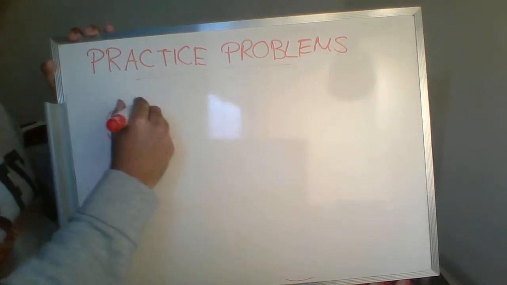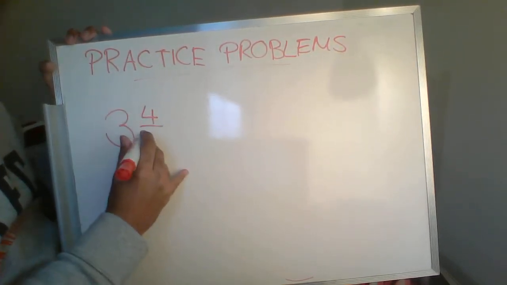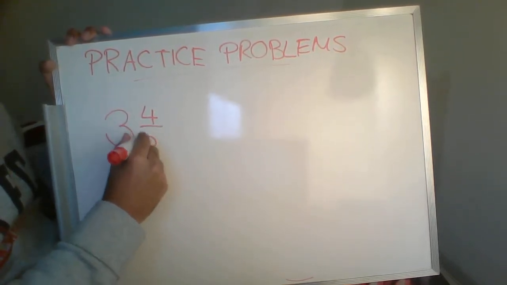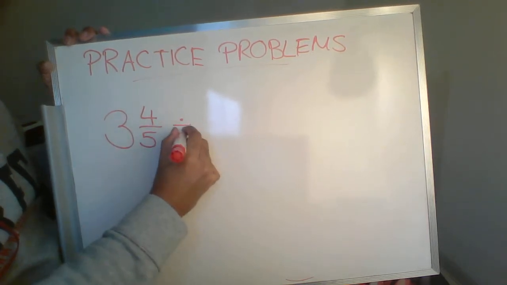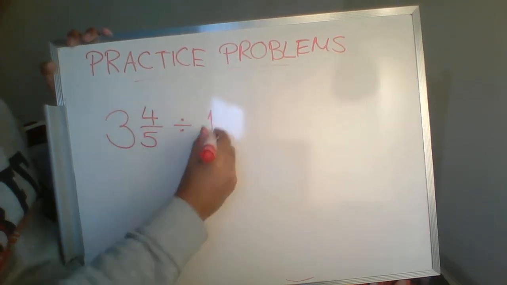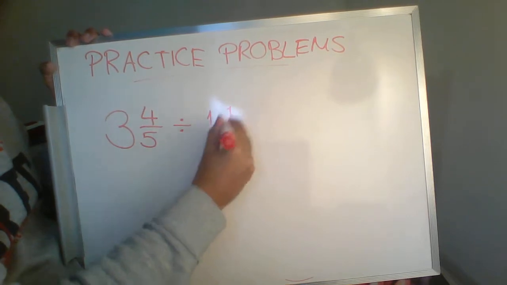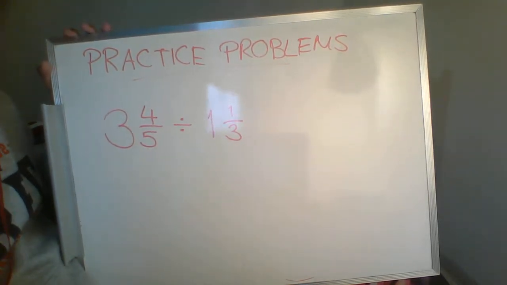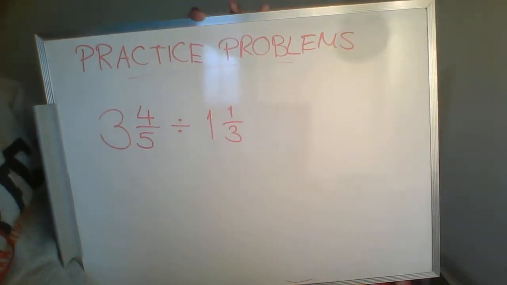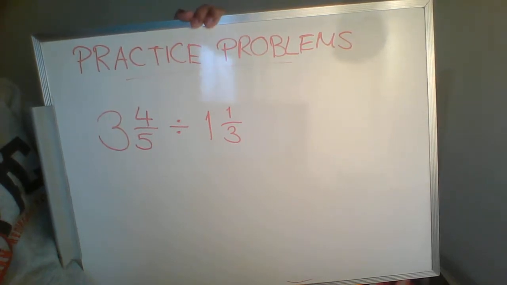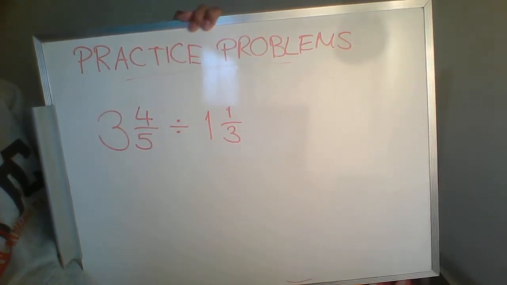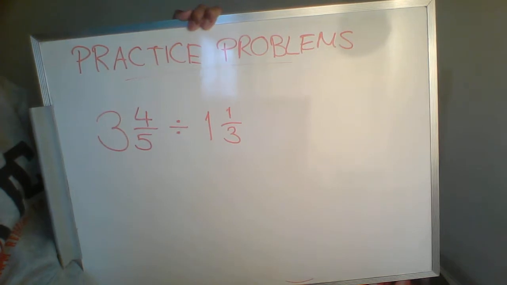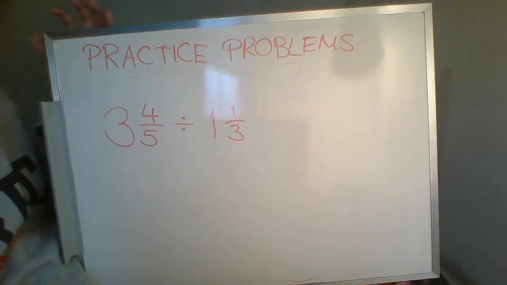So for this one, we're going to do 3 4/5 divided by 1 1/3. Alright, so that's what we're dealing with in this problem. Now, same idea for division as it is for multiplication. We don't want mixed numbers. We want to convert them into improper fractions.